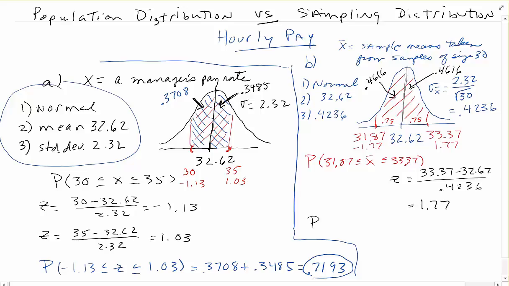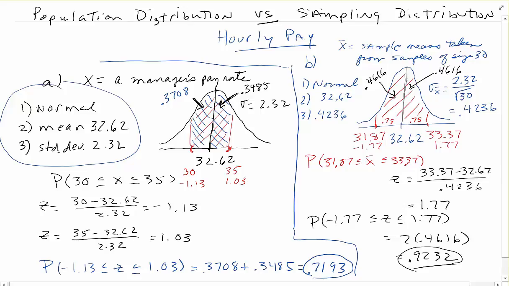And the probability that X bar is within 75 cents of the 32.62 is the probability that Z is somewhere between a negative 1.77 and a 1.77. And that would be 2 times 0.4616, which equals 0.9232. So we're going to look at both of these, part A and part B.